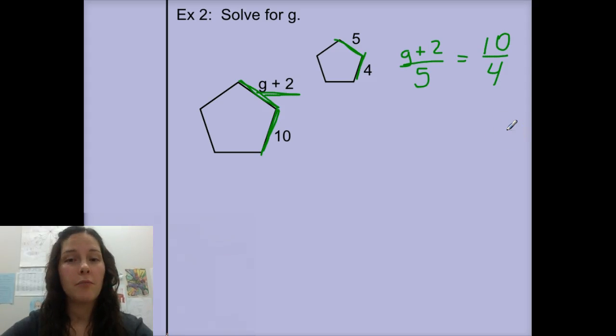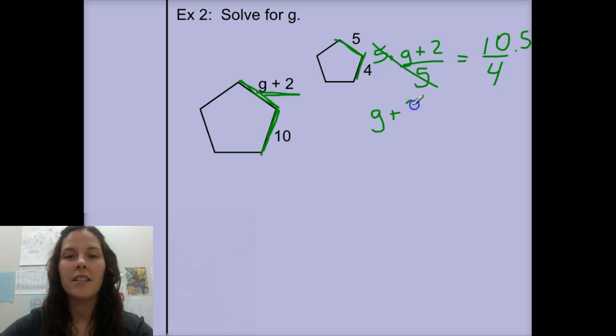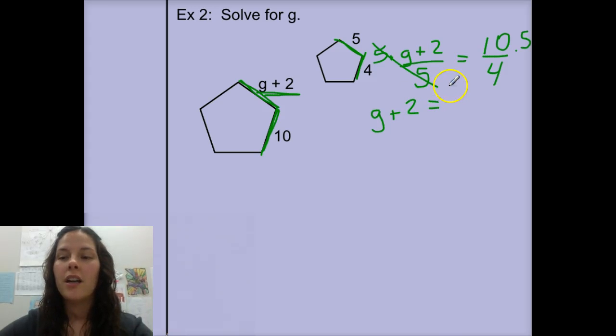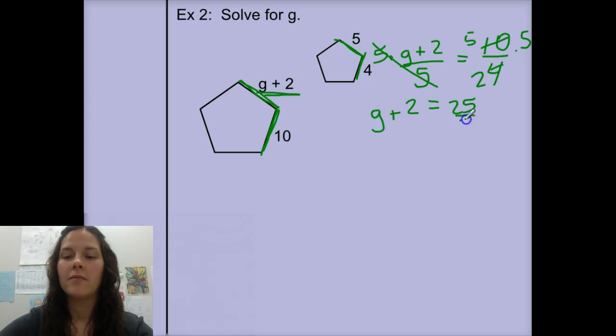This time we don't need to flip to solve because we set it up so that our variable was in the numerator. So we're going to cancel that division by multiplying by 5 on both sides. On the left-hand side, those 5's cancel, leaving me with g plus 2. On the right-hand side, again, 10 and 4 can be simplified, so I'm going to divide each of those by 2.